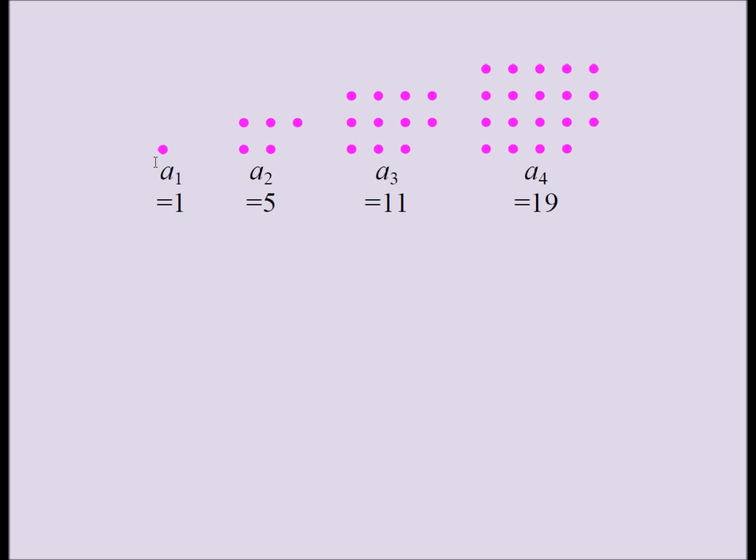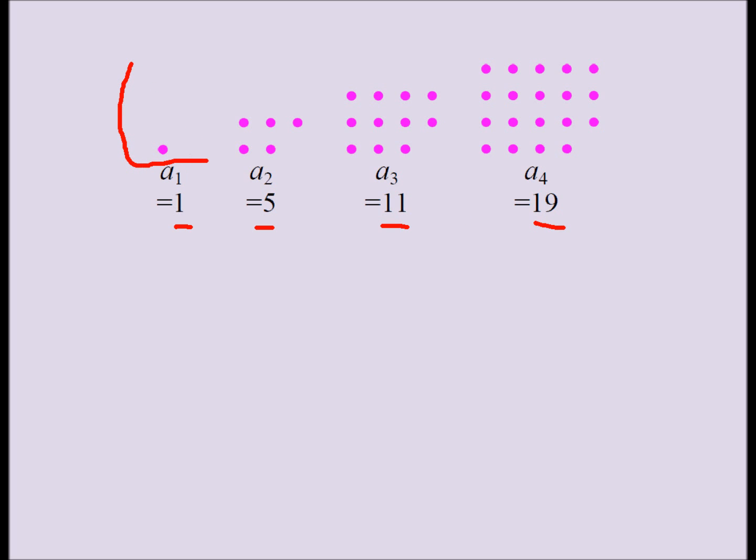Take a look at this picture. This is a picture that we had in our question. And the first term needs 1 dot, the second term needs 5 dots, the third term needs 11 dots, the fourth term needs 19 dots. These numbers 1, 5, 11, and 19, they don't form a geometric sequence, they don't form an arithmetic sequence. So how do we solve a problem like this? We have to look at the picture.